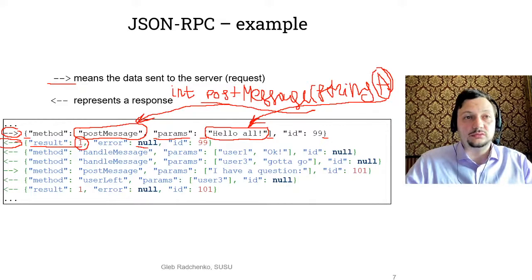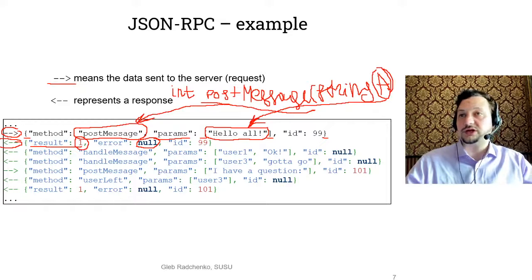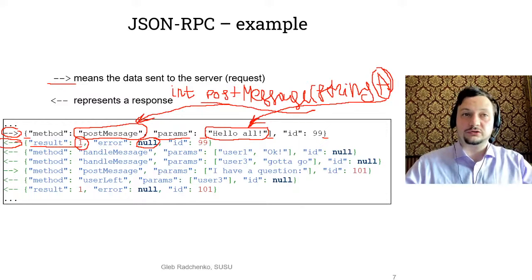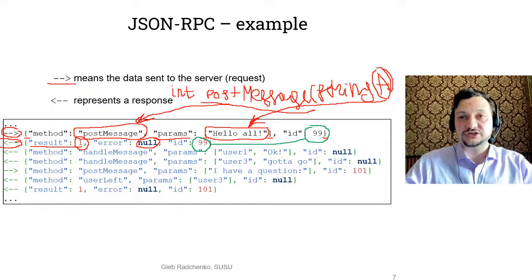The error would be set to null. That's great. That means that no errors occurred during the processing of our message. And we see here this identifier, this ID 99. So this ID 99 is the same ID as in the message that we sent. So now we understand that the server returns the value 1 of this result to the exact message we sent. He sends us back this result.